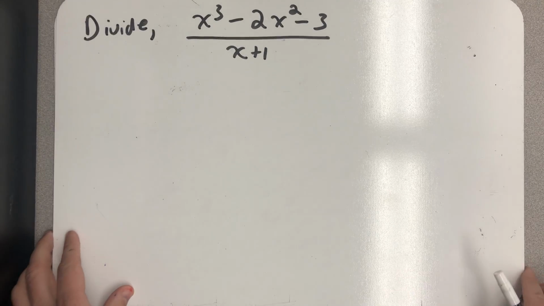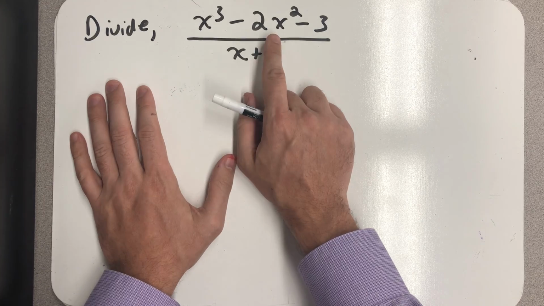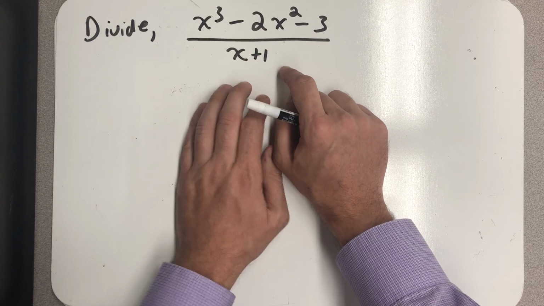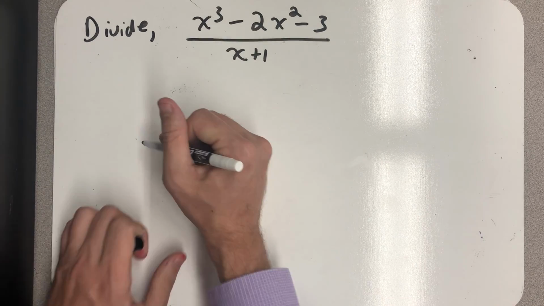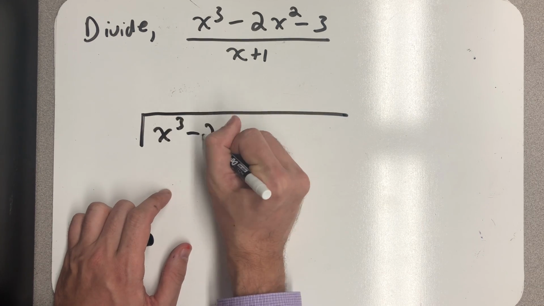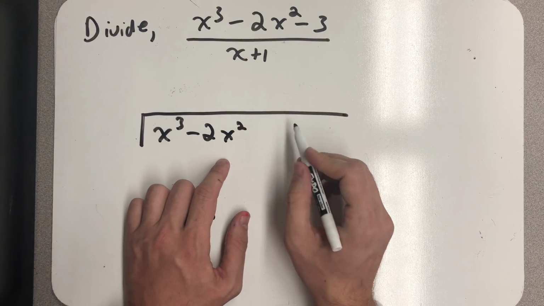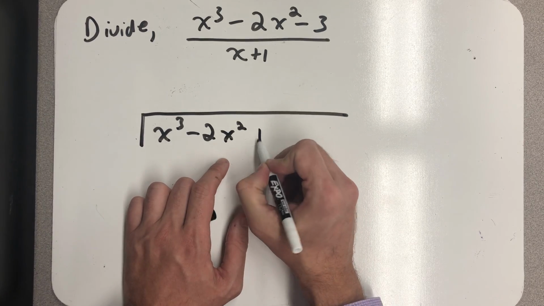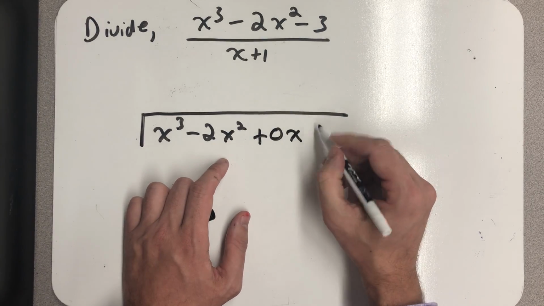So here, we're asked to divide x cubed minus 2x squared minus 3 by x plus 1. So I'm going to set up my problem under a division symbol. But I noticed that there's no x to the first power, so I'm going to write one in there. This is called a placeholder.